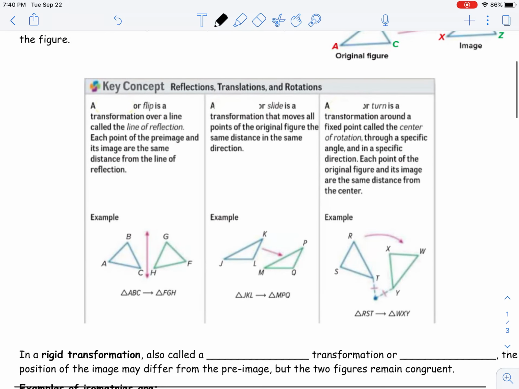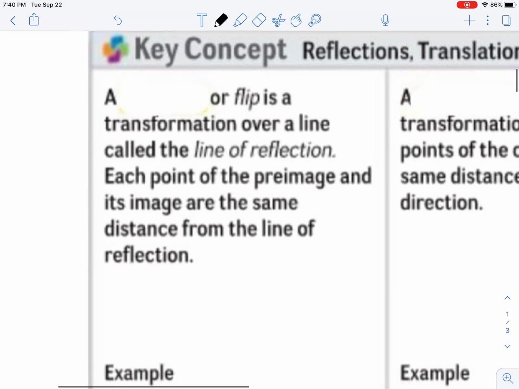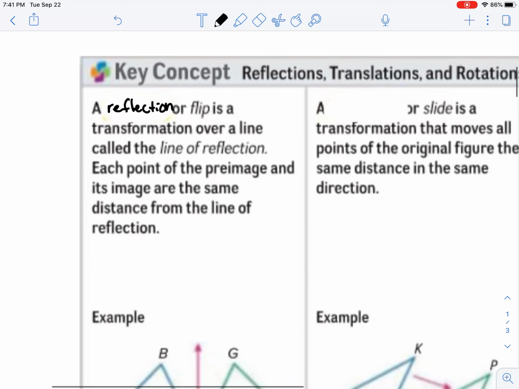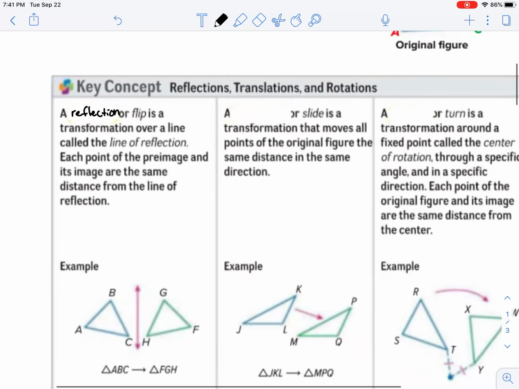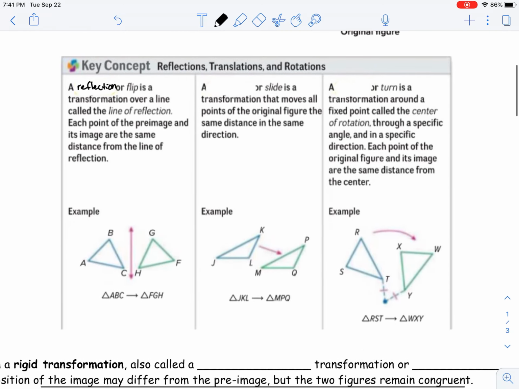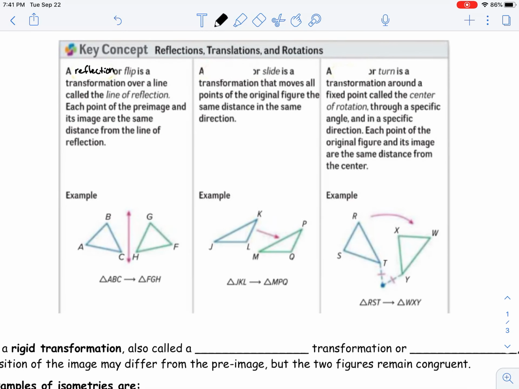Okay, so a few key concepts here. I'm going to zoom in really quick here. A reflection, a flip is what we call it. Usually in our daily lives, we would maybe call it a flip. It's a transformation over a line called the line of reflection. Each point of the pre-image and its image are the same distance from the line of the reflection.